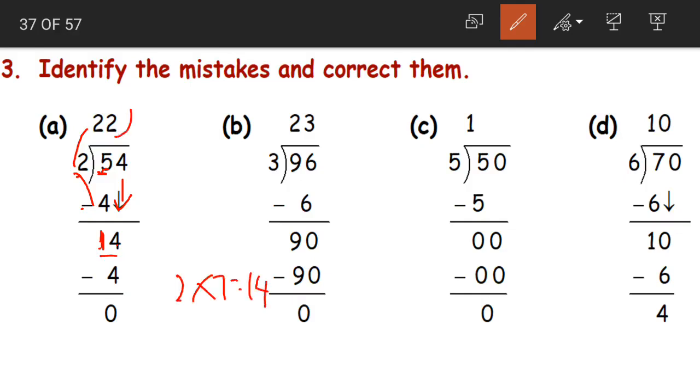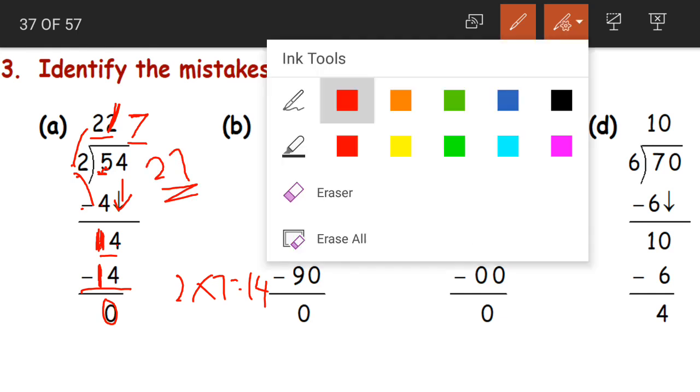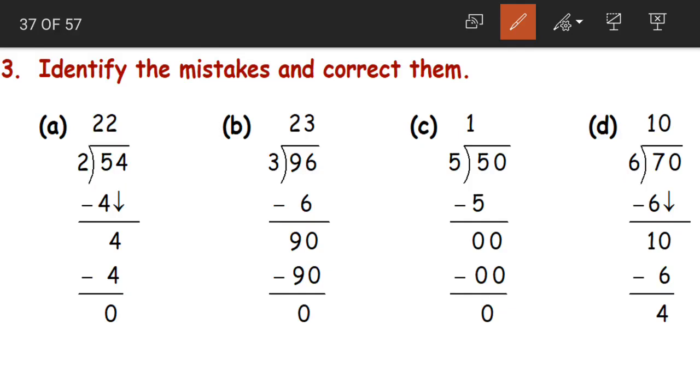Yes children, but if you look at the quotient, in the quotient it is written as 2, but what should it be? It should be 7. It's not 22, it's 27. 2 sevens are 14 here, and when we subtract, the remainder will be 0. So what was the mistake done here? Here after subtracting, we did not write the remainder. We forgot to write this one. So we got 22 as our quotient. But what is the correct answer? 27 is the correct quotient. Clear children? So like this, if you make even a tiny mistake, your answer will be wrong.